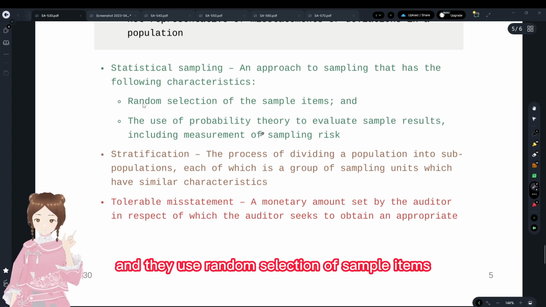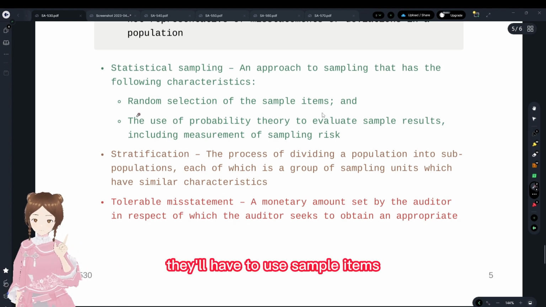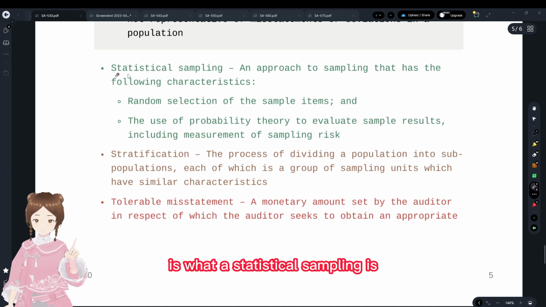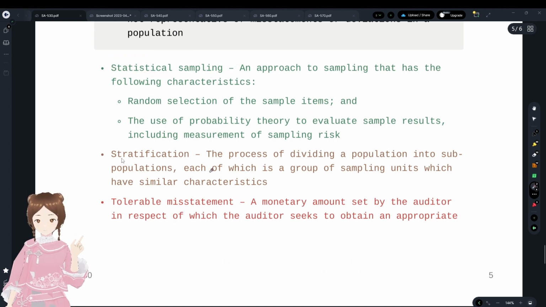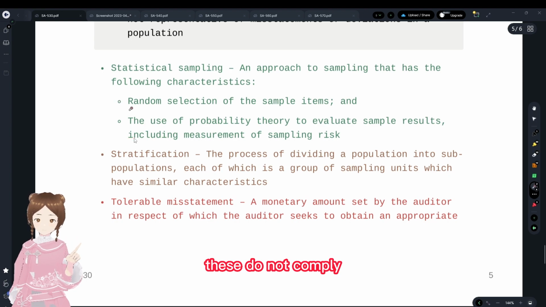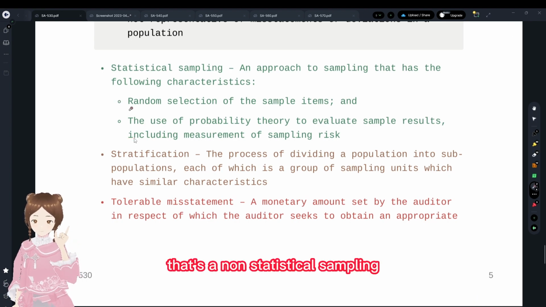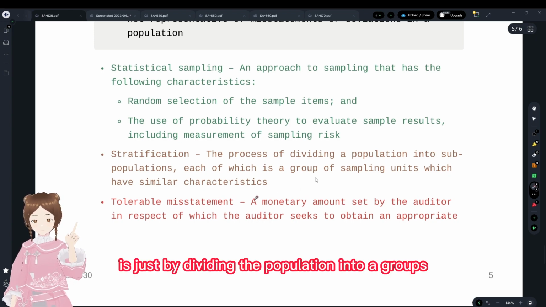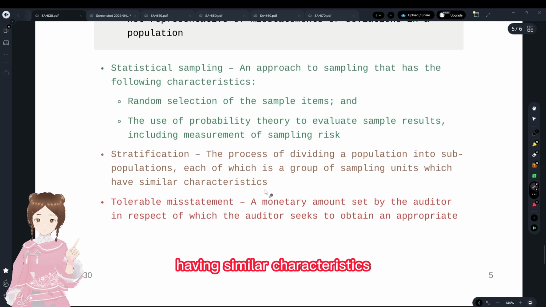Okay, and they use random selection of sample items. They have to use random selection of sample items and use probability theory. This is what statistical sampling is. If anything does not comply with these, that's non-statistical sampling. Stratification is just dividing the population into groups having similar characteristics.